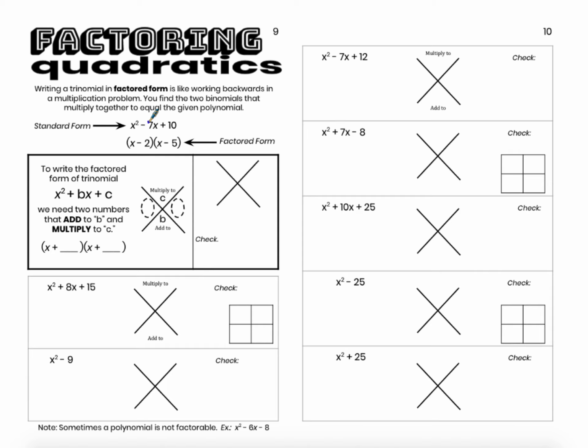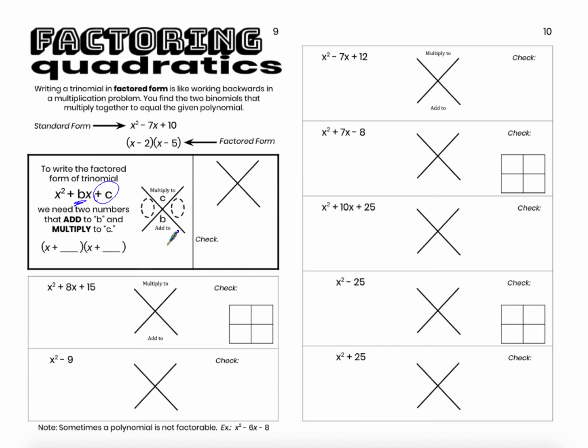Now we did some diamond work a little earlier in the class, and you can use a diamond to help you find these two factors. If the diamond is not helpful to you, or if you've learned another way, that's fine. You don't have to use it. But what we're trying to do here is find the two numbers that multiply to the C but add to the B. That will give us these two binomial factors.